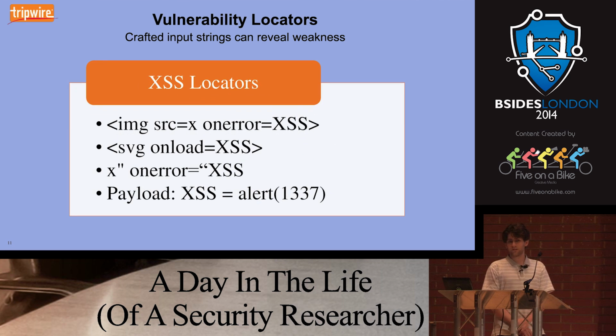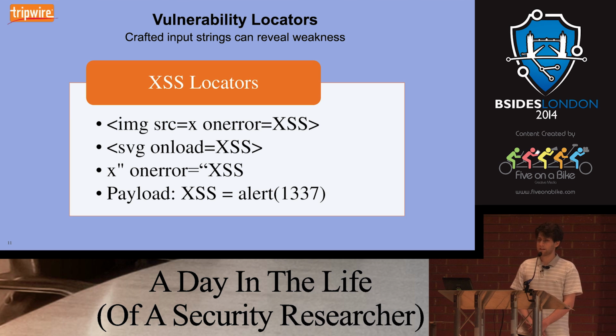Now, some of the things that we use to look for cross-site scripting are called cross-site scripting locators, naturally enough. With these different formats, they affect different browsers differently. Like, for example, the SVG onload. This I've seen sporadically work in Chrome, pretty much consistently work in Firefox. The image onError tends to work very effectively, although is more commonly filtered by basic cross-site scripting filters.